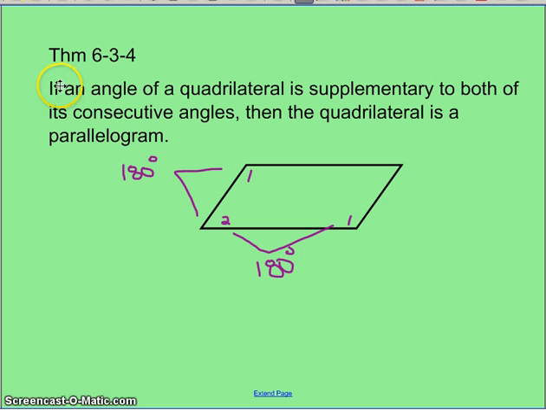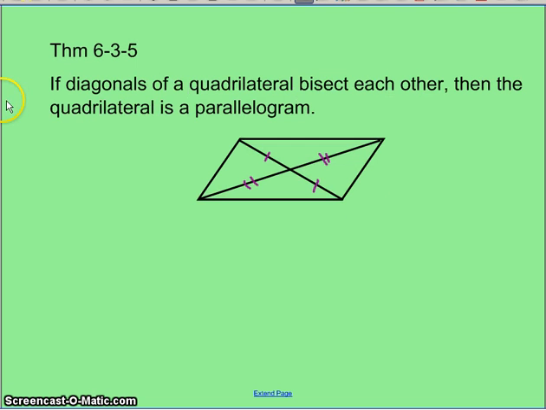Let's move on. The next one is if an angle of a quadrilateral is supplementary to both of its consecutive angles, then the quadrilateral is a parallelogram. Notice if either 1 or 2 here adds up to equal 180, or the 1 or 2 here adds up to equal 180, then it would be a parallelogram. Then the last one here is if the diagonals of a quadrilateral bisect each other, then the quadrilateral is a parallelogram. So notice if we got this marking and this marking, this would be a midpoint. That would signify that it is a parallelogram.